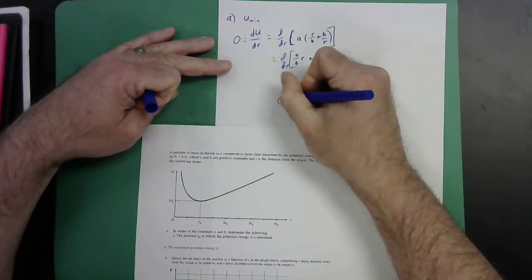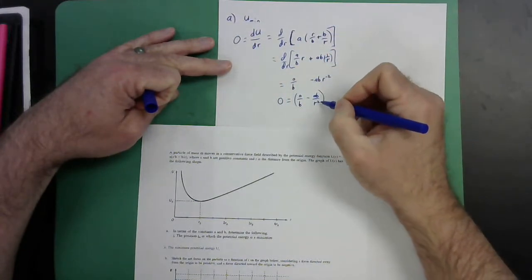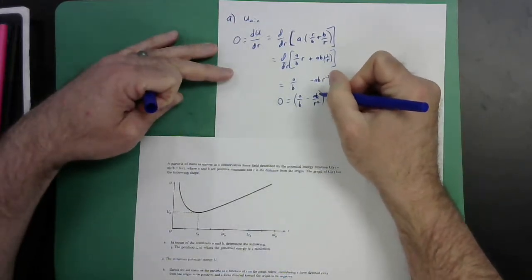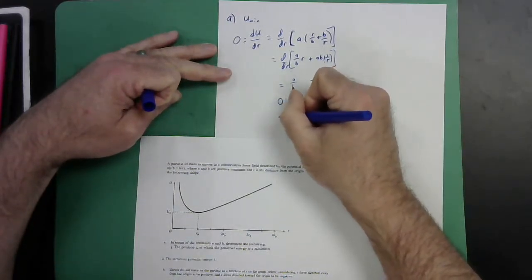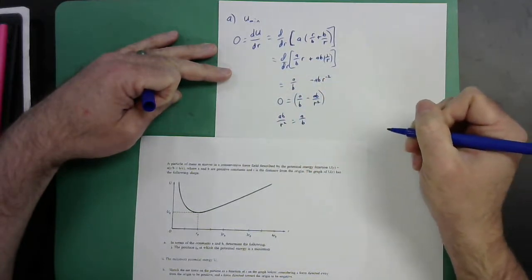So that I am setting equal to 0, to find the minimum. Now you just need to solve for the R that makes this minimize. You're like, okay, well, rearrange this, move the AB over R squared to the other side. AB over R squared is A over B, right?